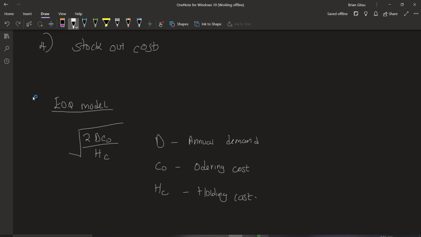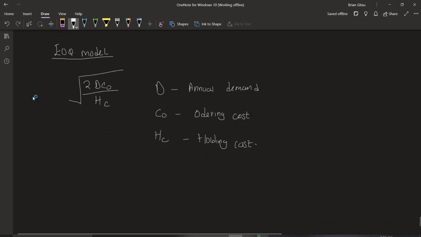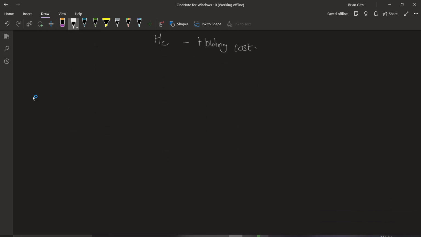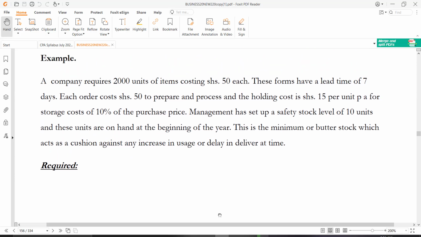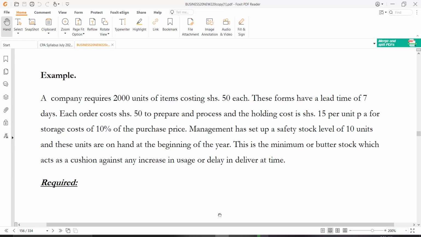Now, let us look at an illustration to show you how the EOQ model works. We have an example where a company requires 2,000 units of an item costing 50 shillings each.